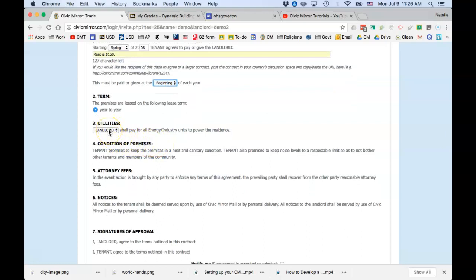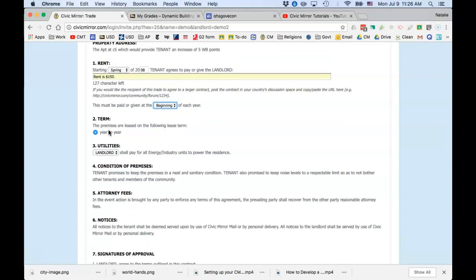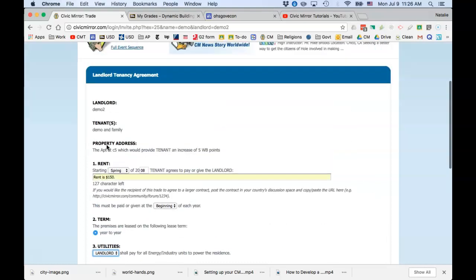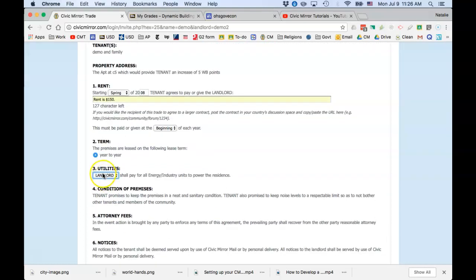Then down here for utilities, now here's where you really need to protect yourself. Check and make sure that this says landlord, especially with an apartment complex. Make sure that in your contract, it makes it clear the landlord needs to power that hex each year. If he doesn't power that hex, there's no reason for you to pay rent. So say next year they don't power it, don't pay rent, go find someplace else to live, because it's not going to do you any good.